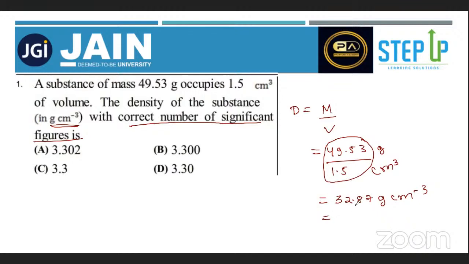If I write 32.87 in two significant figures, it will basically become 33. You can see that you don't have an option related to this, so the option is none. Two significant figures, the answer will come up to 33, because 32.87 rounds up, the 2 will become 3. That option is not there. Okay.